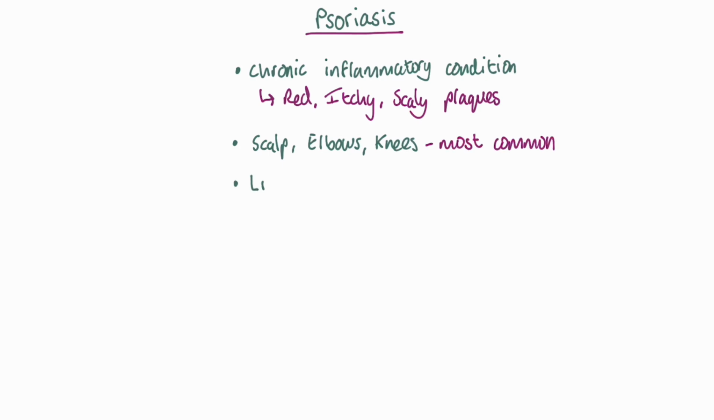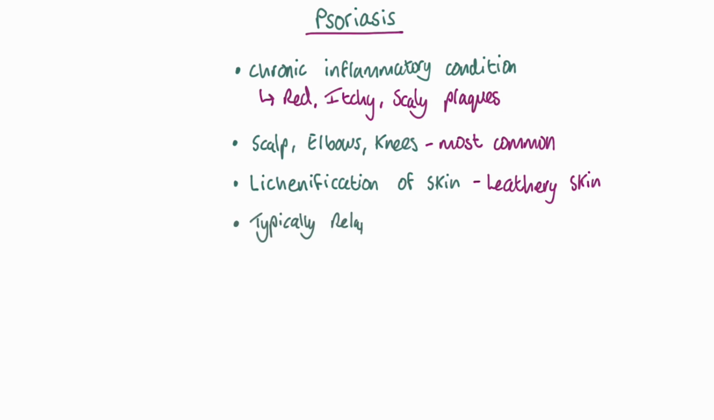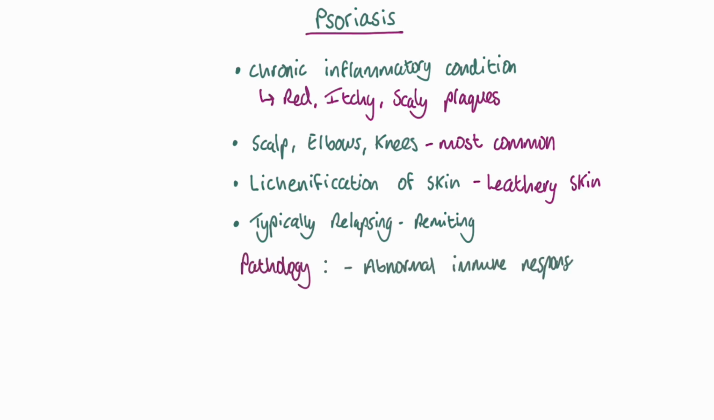Psoriatic lesions are often itchy, and in more severe cases can lead to lichenification of the skin. Lichenification is where the skin becomes leathery. With treatment, psoriasis often follows a relapsing remitting course, although in more severe cases it may never fully go into remission. Pathologically, it's caused by an abnormal immune response to the skin, causing inflammation of the skin, leading to redness.